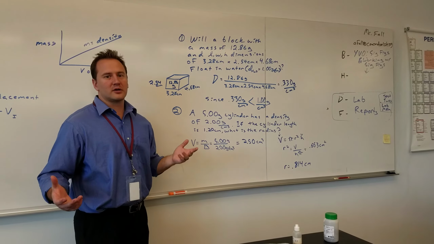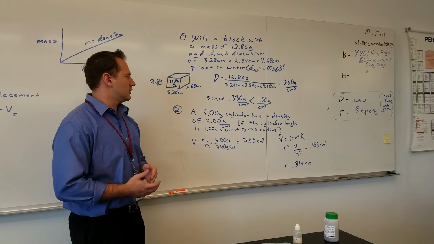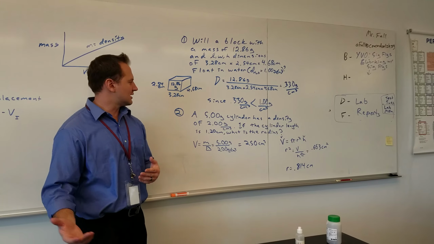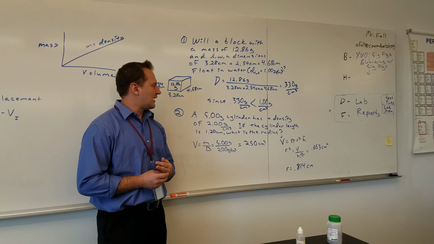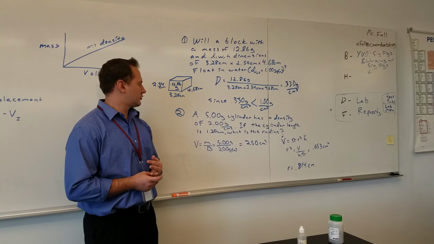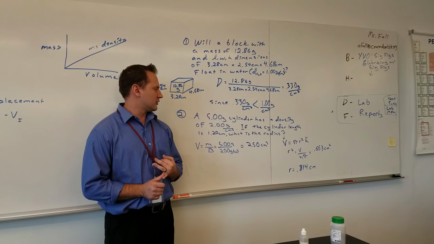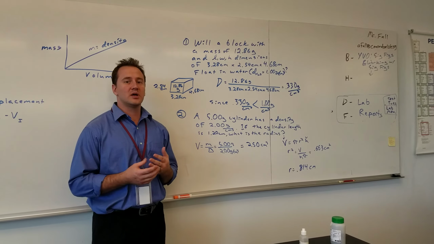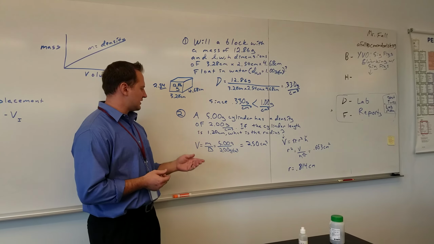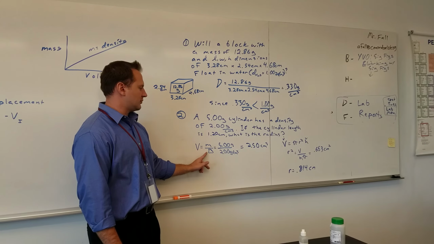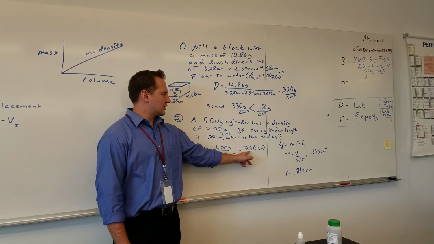Another type of calculation, I could ask you to go one step further and calculate some component of the volume using the mass and density. In this one, I have a 5-gram cylinder with a density of 2 grams per cubic centimeter. If the cylinder length is 1.20 centimeters, what's the radius? We have the mass and the density, and we rearrange the equation to show volume is equal to the mass divided by the density. We solve for that and get our volume.